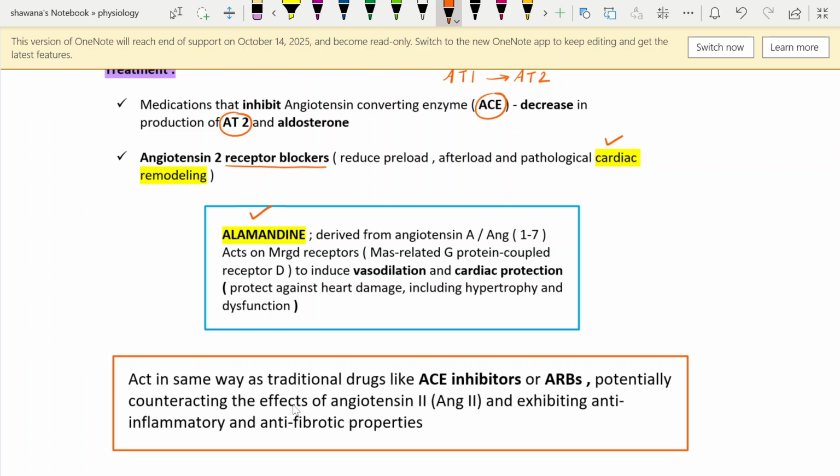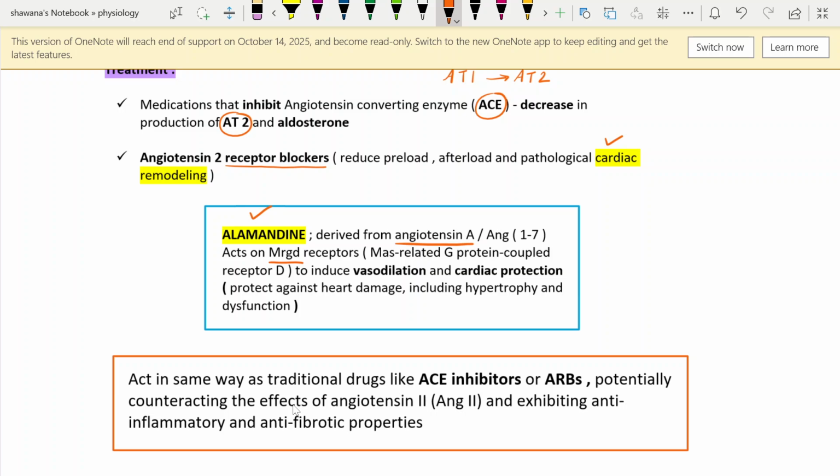Alamandine. Okay, alamandine is derived from angiotensin A, that is, Ang 1-7. It is derived from angiotensin A. It acts on the Mas-related G protein coupled receptor D. You just need to remember that. The effect of alamandine is on the MRGD receptors.